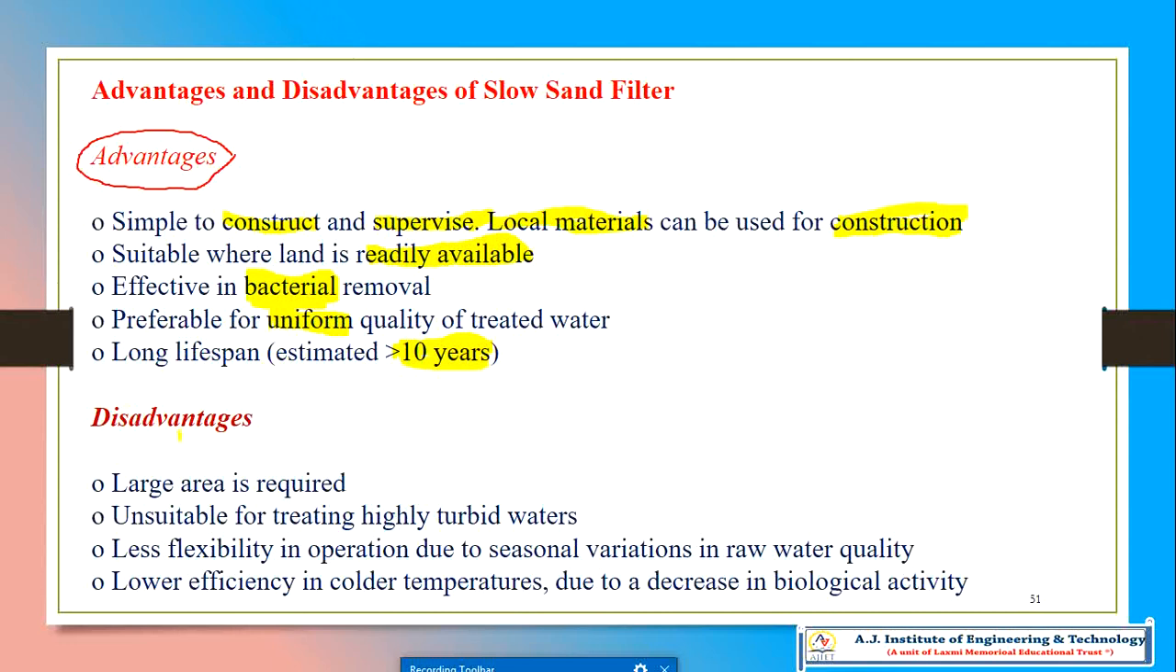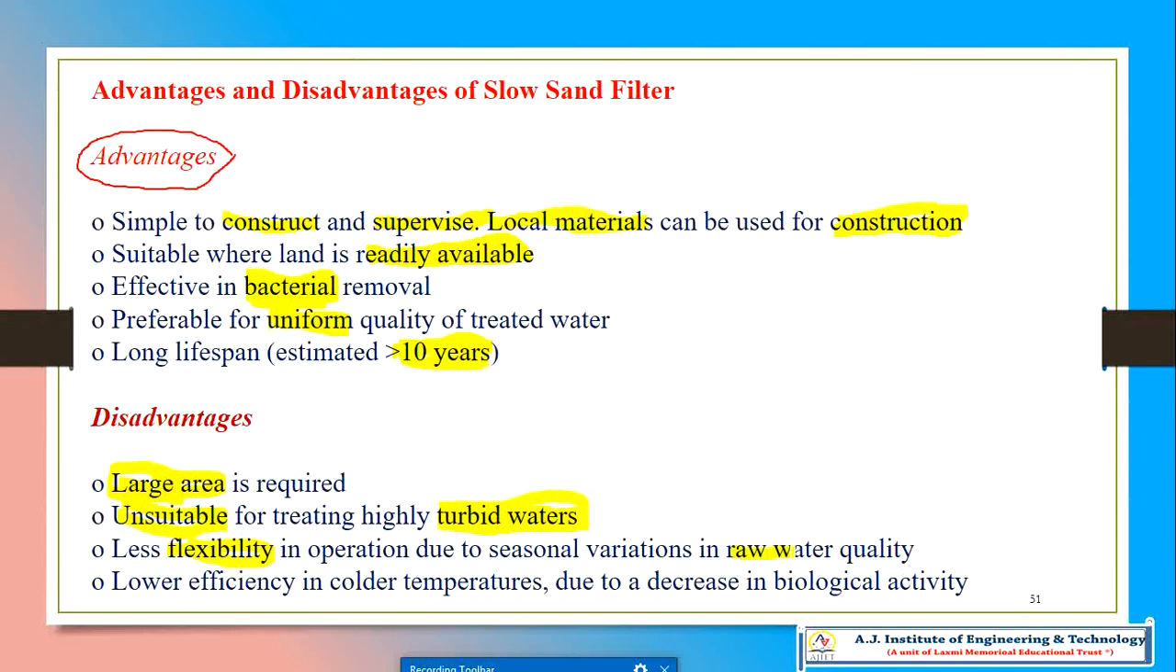And if you come to disadvantages, a large area is required. That is one main disadvantage. Second, it is unsuitable for highly turbid water; high turbid water cannot be treated here. And there is less flexibility in operation, due to seasonal variation in the raw water quality.